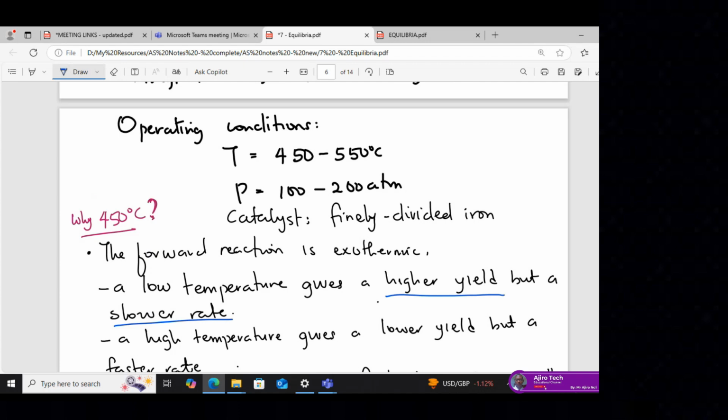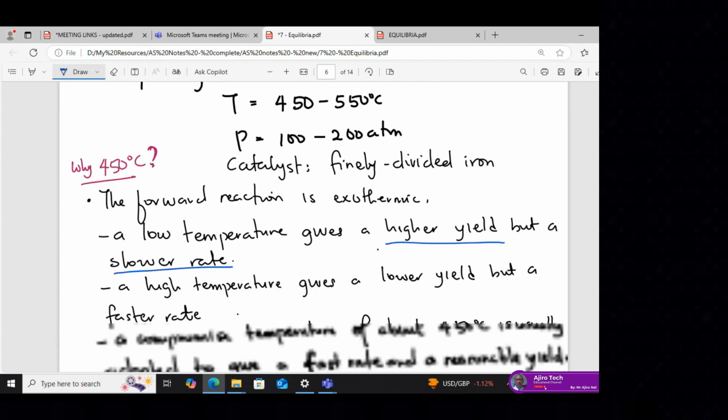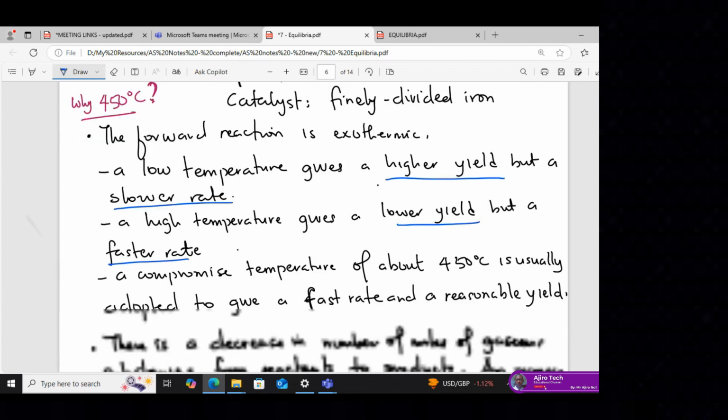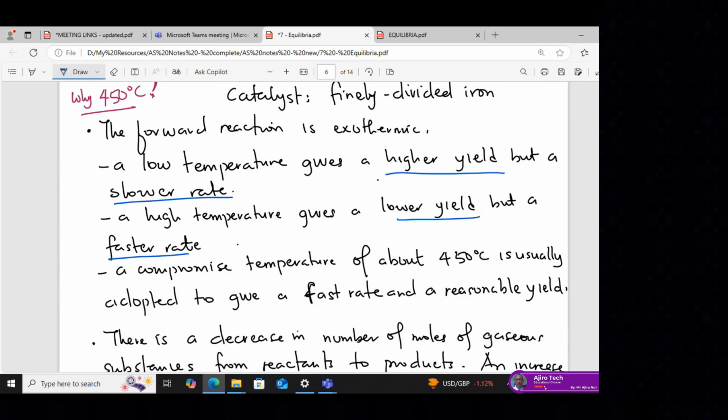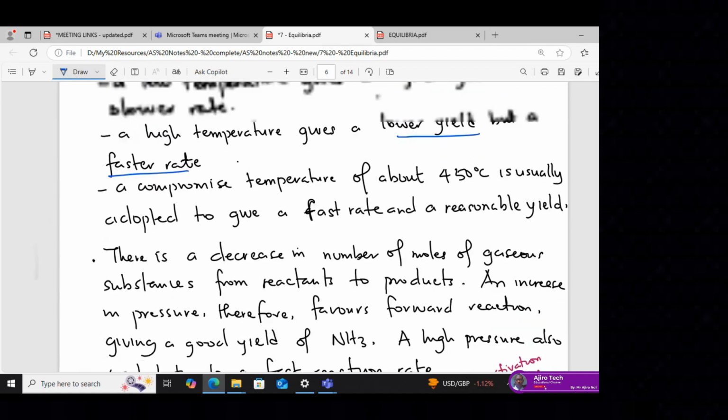If you now choose to go for high temperature, it will give you a faster rate, but the yield will be lower. Is that okay? So we now choose a temperature of about 450 degrees Celsius, which is not too high and not too low, to give a fast rate and a reasonable yield. Is that okay? Now, what about the pressure?